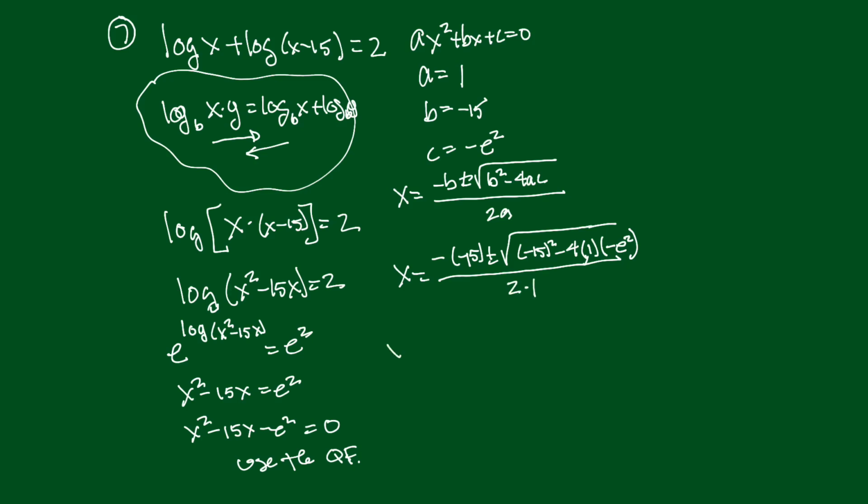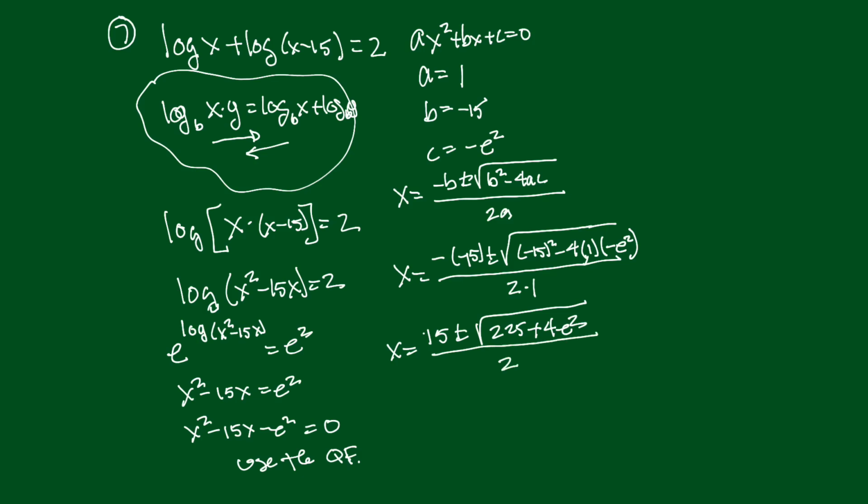Let's simplify it up a bit. x is equal to, now here, the opposite of negative 15 is 15. So we'll get 15 plus or minus the square root of, negative 15 squared. Negative 15 times negative 15 is 225. And then negative 4 times 1 is just negative 4. But negative 4 times negative e squared is going to be plus 4e squared. And all of this is over 2.